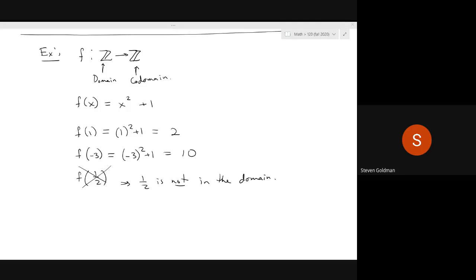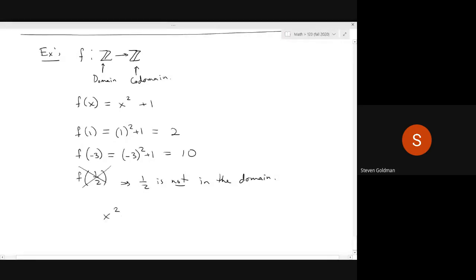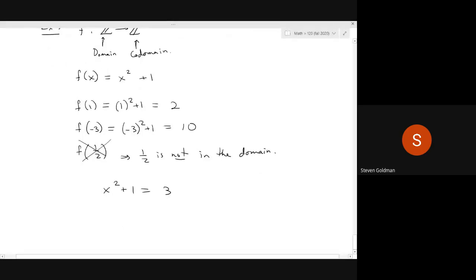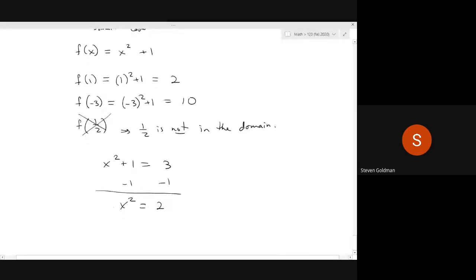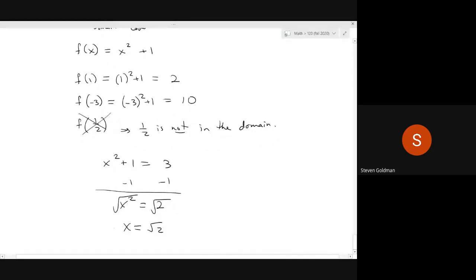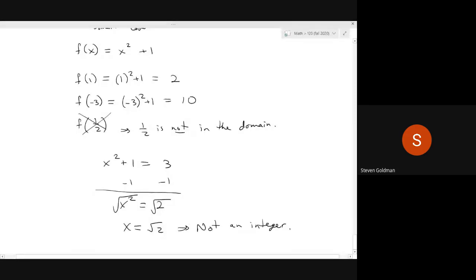3, yeah, I think that works. Let's write that out. 3 is in the codomain because it's an integer, but I believe it's not in the range, right? X squared plus 1. If I wanted that to be equal to 3, what would x have to be? Well, 3 minus 1, x squared would have to be 2. So x would have to be the square root of 2, which is not an integer, right? So that's not in my domain.